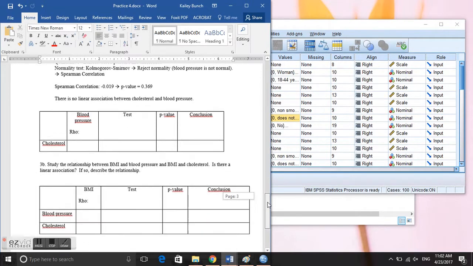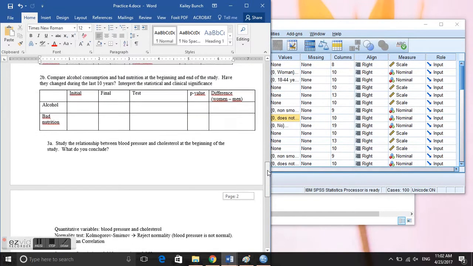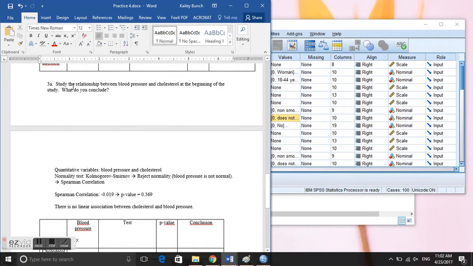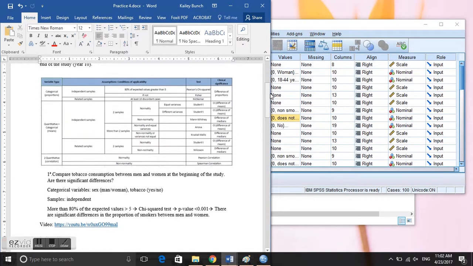We are now on question 3 of practice 4. Study the relationship between blood pressure and cholesterol at the beginning of the study. What do you conclude? In this question, we have 2 quantitative variables, blood pressure and cholesterol. When we have quantitative variables, we need to look at the distribution and decide if the distribution is normal or non-normal. So go back up to the table.